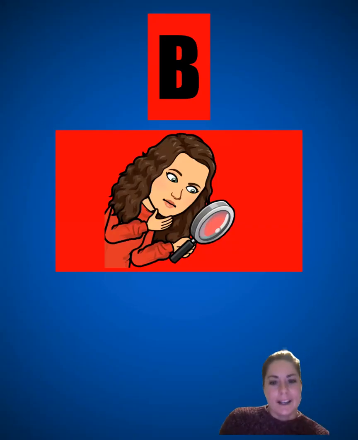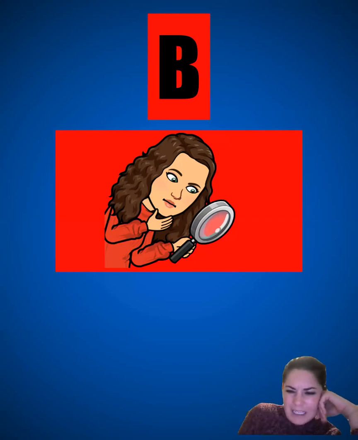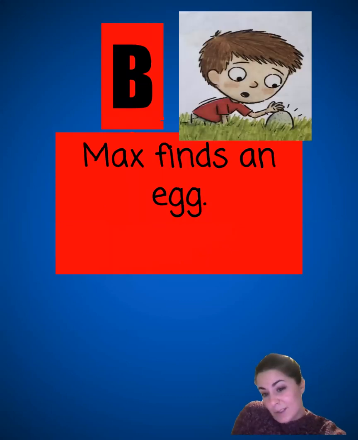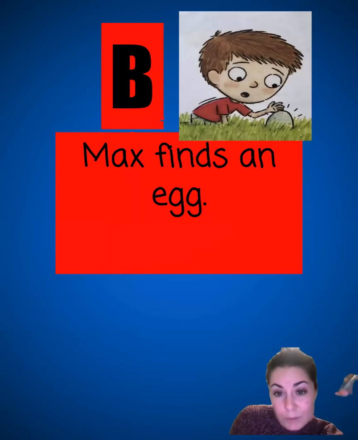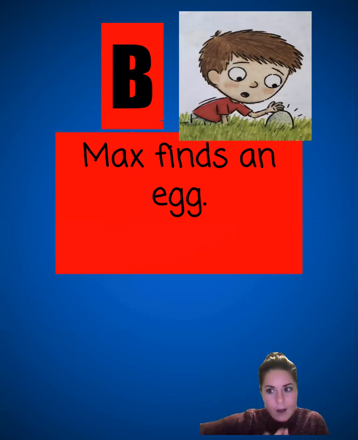So, all right, Miss Bavona. The B, B for Bavona. The beginning. Well, we kind of talked about it a little bit, right? What happened in the beginning? Remember? If someone was like, hey, I didn't get to read that story. What happened in the beginning? What would you say? Max finds an egg. Simple as that, right? That's what the story is called too. But Max finds an egg. That's what happened in the beginning. That kind of gets our story going, right? It gets it started. Max finds an egg.